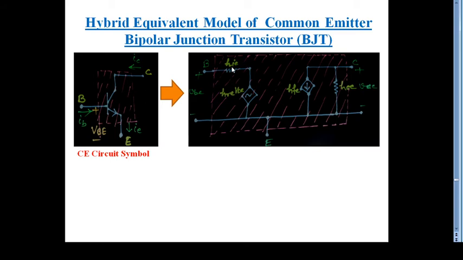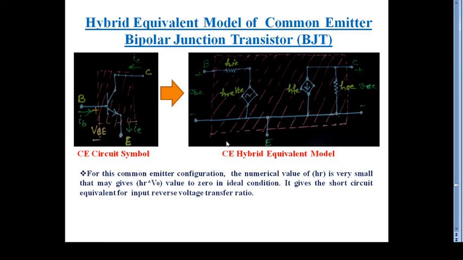So HI, input impedance for a common emitter, I am writing HIE. For the reverse voltage transfer ratio, HRE, and the output voltage is your collector-emitter voltage, so we are writing VCE. Very simple. And HFE, forward transfer current ratio for a common emitter, HFE, and output admittance HOE. So this one is the simple model for a common emitter hybrid equivalent model.